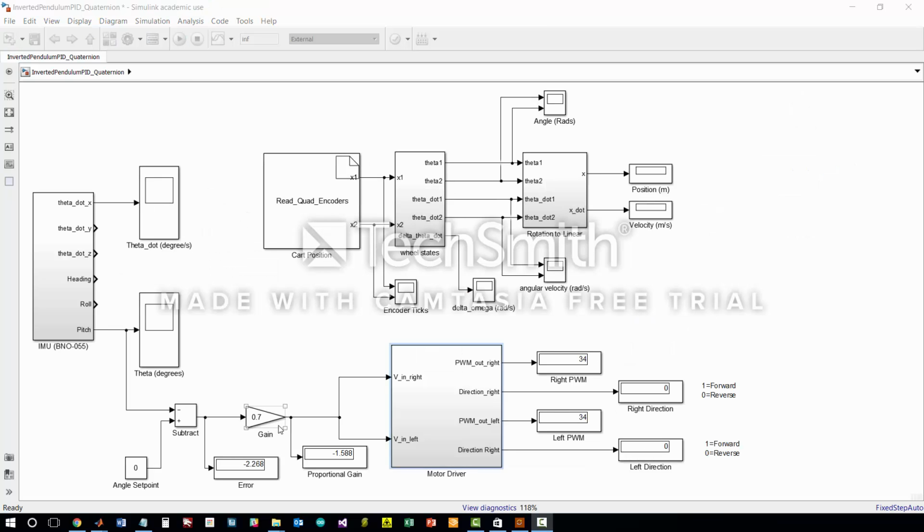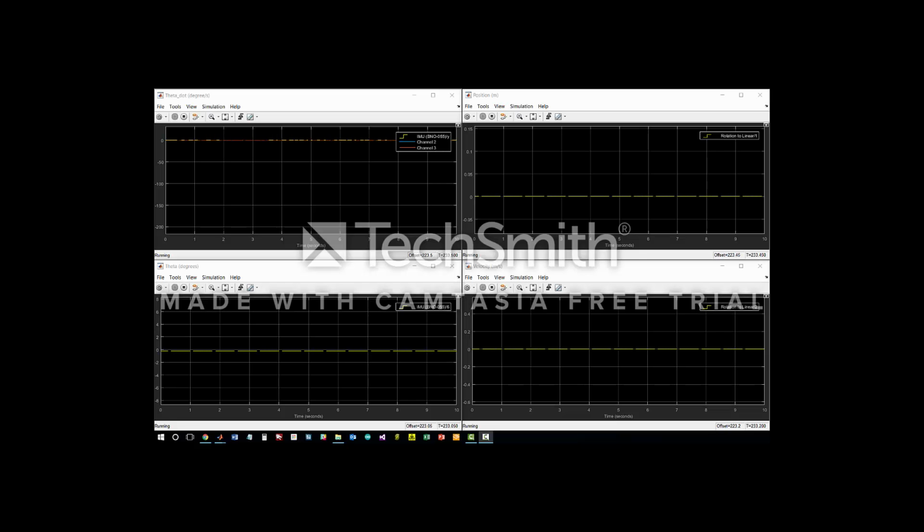In order to keep it simple here, I've only implemented a simple proportional gain controller in order to demonstrate how the motors can respond to changes in the pendulum's angle. Now here I'm going to demonstrate what happens as I tilt the inverted pendulum robot. You can observe the outputs and see how the various motor speeds and angles recorded by the IMU unit change here.